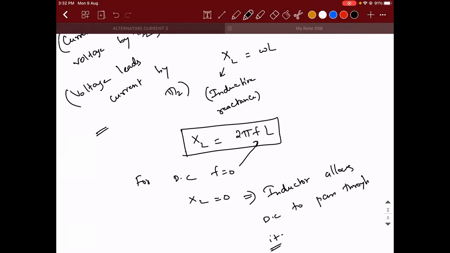So it doesn't allow AC to pass through it, sir. It does not, I'm saying it does not completely block AC, but it will resist AC more. So it's like partially blocked. Yeah, it will partially block because it will offer more resistance.